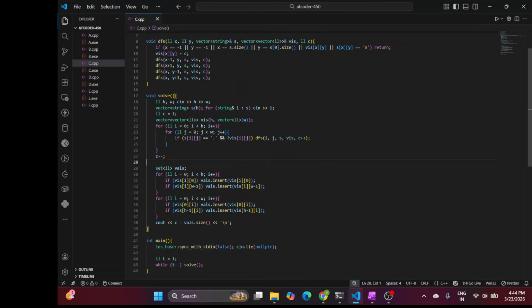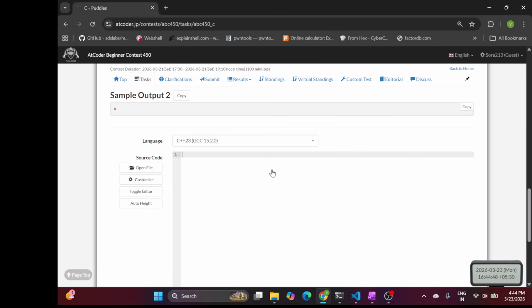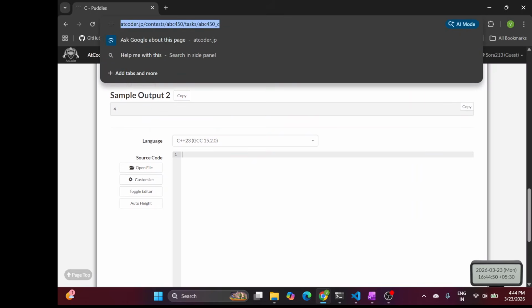And finally, we do a loop on the borders. If the border value is visited, that is, if the border value is not black, it is white, right? So we take its color and store it in a set. So our final answer is the value of C minus the number of distinct values in the set, right? So this is the code for C, and I hope C is clear. So let's move on to the next question.